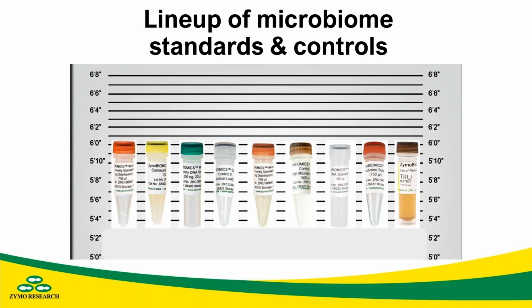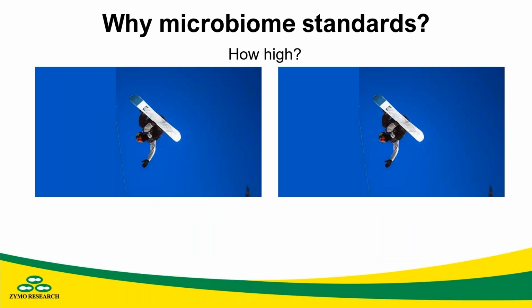Up until this point, we've discussed optimizing our sample collection and preservation and our DNA isolation methods. But a key consideration is, how do we know if our protocols are optimal and unbiased? And this is where standards and controls come in. Standards provide a basis for comparative evaluation and allow us to establish trust in the quality of our analysis.